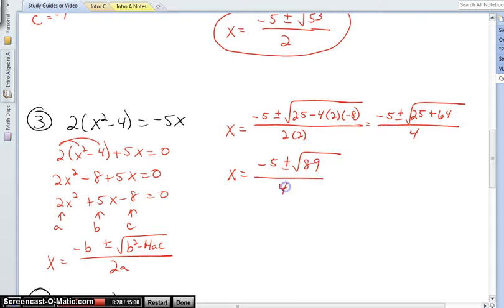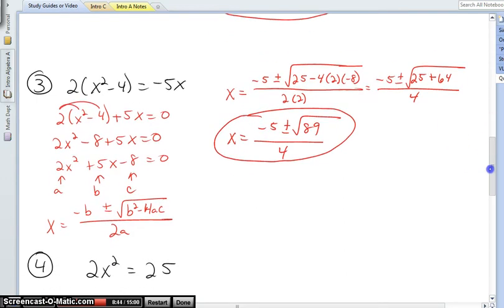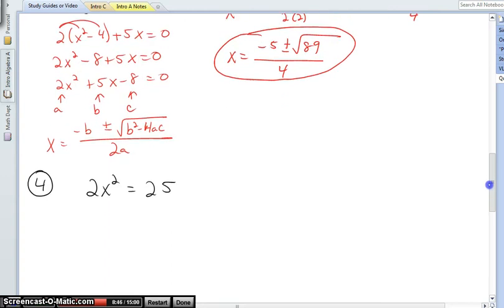So now I have 89 underneath the radical. That also does not simplify, so this is my final answer. Remember, if it does simplify, you want to break it down into a radical times another radical and reduce as much as possible.